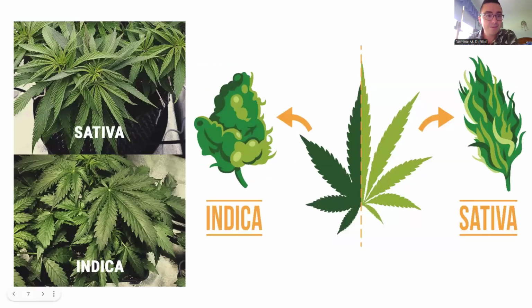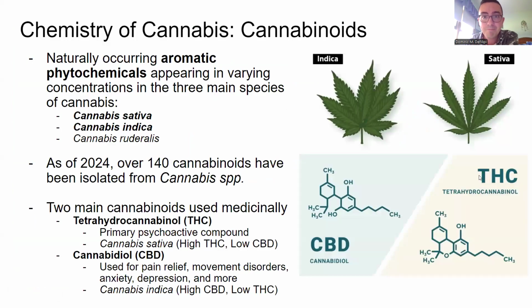I'm a visual learner, so I like to just show you these guys side by side. There's sativa versus indica. You see how the leaves are slightly different. Indica has those thicker buds. Sativa grows a bit skinnier and taller. Next, we have the chemistry of cannabinoids.